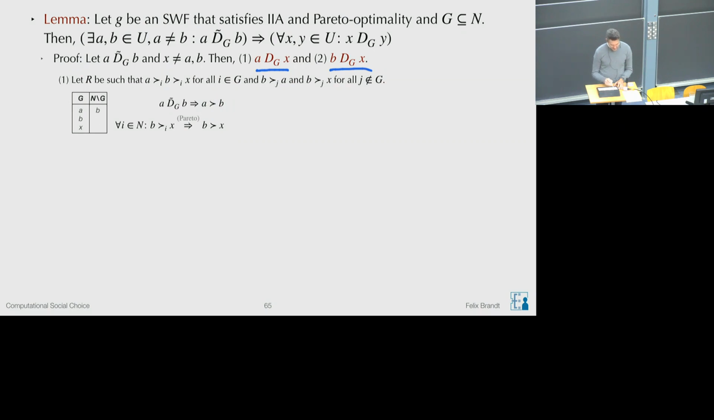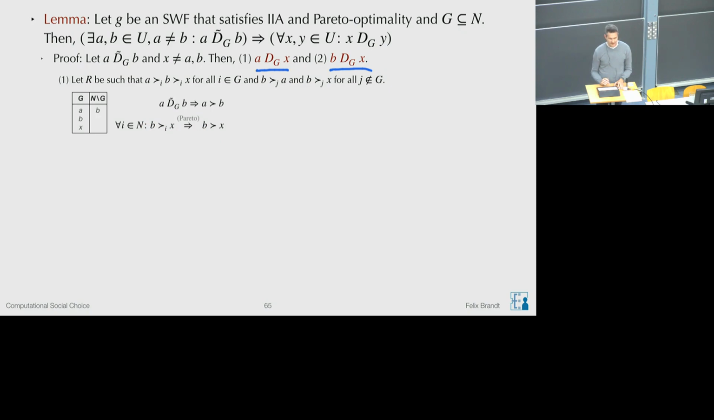One other thing we also know from this preference profile here is that there is Pareto optimality, or Pareto dominance. So B is preferred to X by the voters in group G, and also everybody in here prefers B to X because B is just on top of both A and X. We don't know how A and X are ranked, but B is on top. So everybody prefers B to X, so by Pareto optimality, B is also collectively preferred to X.